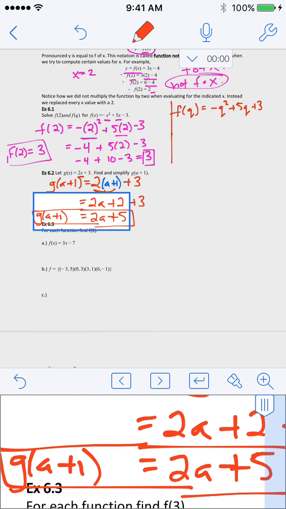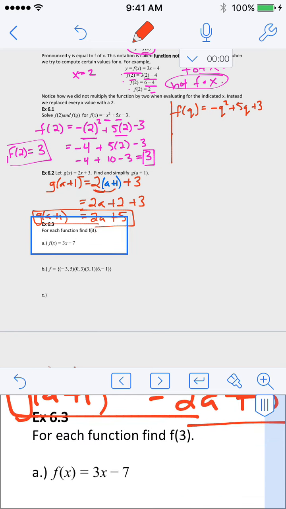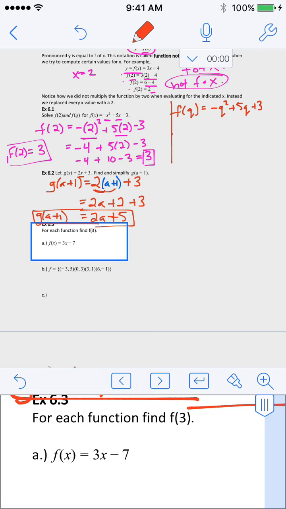Alright, cool. Go ahead and try out this next one, just A, okay? For each function, find f of 3. I want you to find f of 3 just for A. We'll talk about the other two in a sec, but go ahead, pause the video, and try this one out yourself.